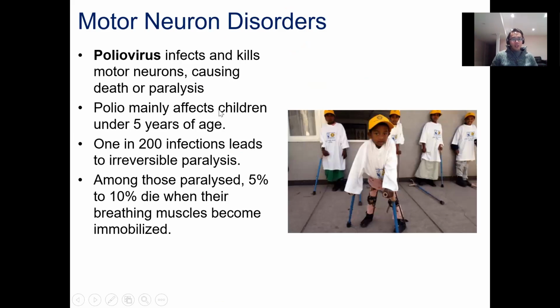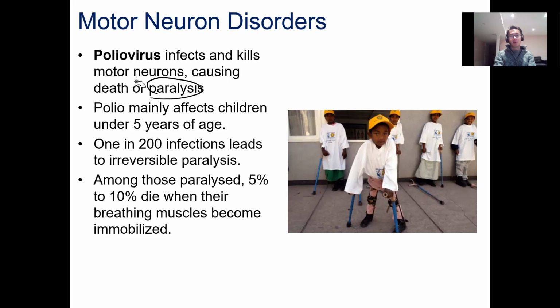Okay, so let's take a look at a few motor neuron disorders. There is polio, which I'm sure you've heard of. A polio virus infects and kills motor neurons. The virus specifically infects the motor neurons, causing the motor neuron to degenerate. Without the motor neuron, you are not going to be able to control your muscle, right? And so it could result in paralysis.